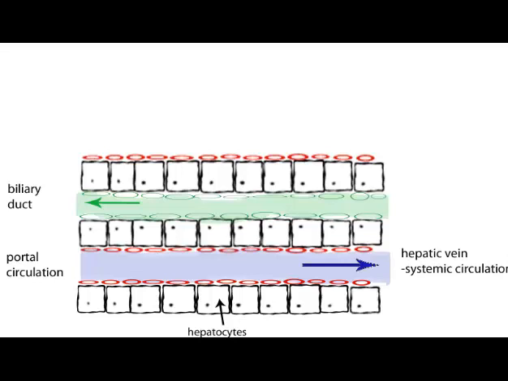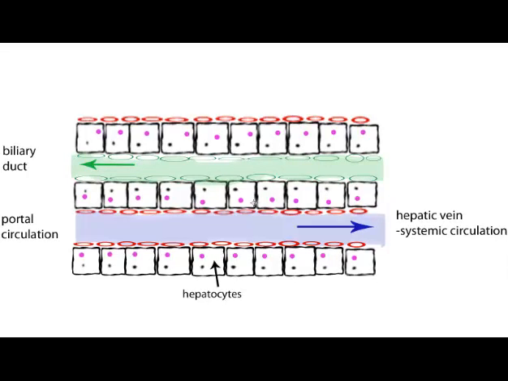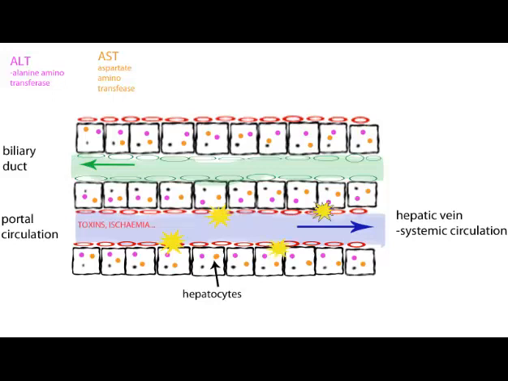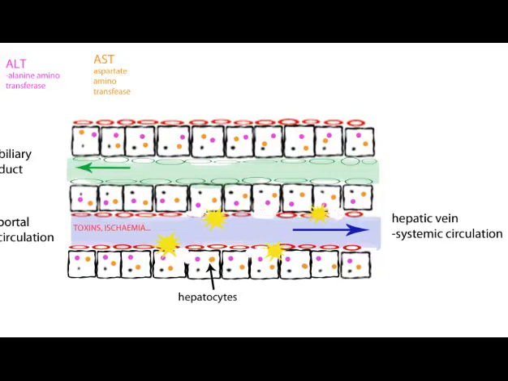Inside the hepatocytes, there are lots of enzymes involved in liver function. And these include ALT, or alanine aminotransferase, and AST, or aspartate aminotransferase. Any number of stimuli can damage these hepatocytes. When this damage occurs, it causes death of the hepatocytes and release of the enzymes inside the hepatocytes into the hepatic circulation. This then reaches the systemic circulation to be measured in our blood tests, giving an LFT result of a raised ALT and a raised AST due to damage to the hepatocytes.